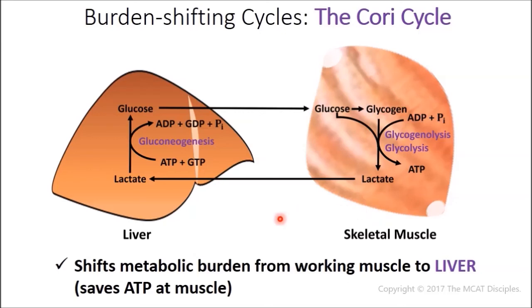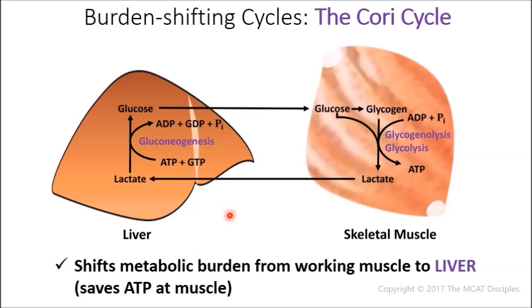Now, you know that we need NAD+ to keep running glycolysis, and the way we get that is by converting pyruvate into lactate. That allows us to rerun glycolysis. But we also need glucose to run glycolysis. So instead of skeletal muscle running gluconeogenesis, which it can't anyway, but even if it could, it wouldn't, it sends lactate to the liver to run gluconeogenesis to form glucose, and then sends it back to skeletal muscle to run glycolysis. So it saves ATP at the muscle, and it shifts the metabolic burden from working muscle to liver.